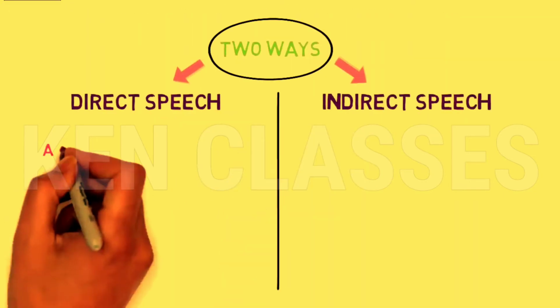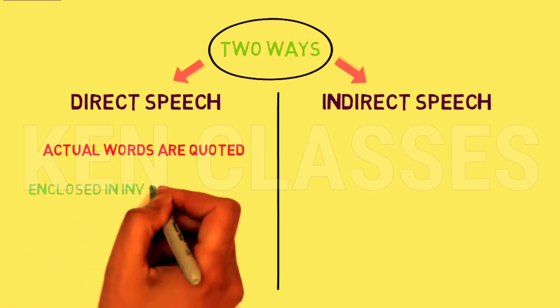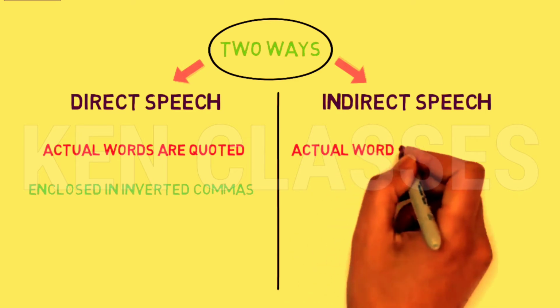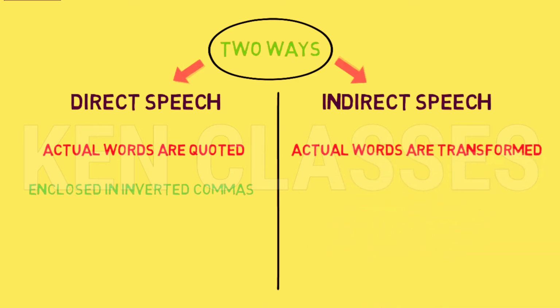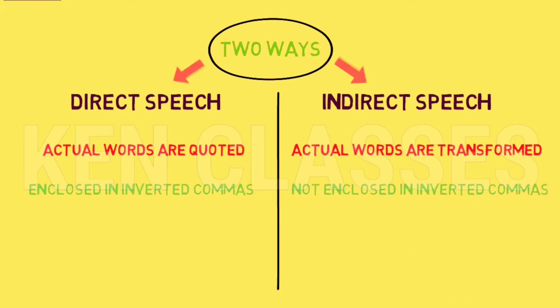In direct speech, the actual words of the speaker are quoted as they are, without any change. The exact words of the speaker are enclosed in inverted commas or quotation marks. In indirect speech, the actual words of the speaker are transformed. They are not enclosed in inverted commas. Instead, they are said or written in simple language.